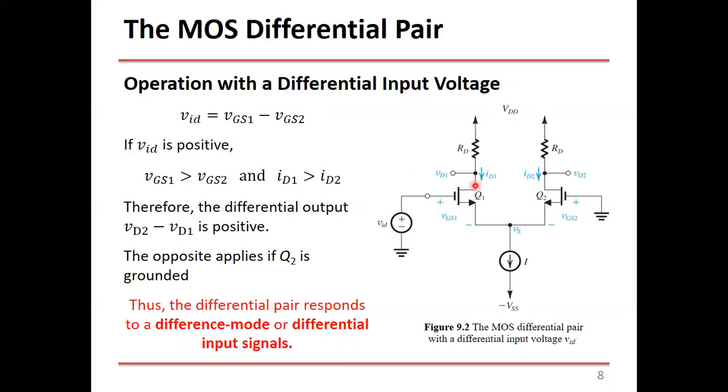In this case, you are creating a current here, because we know that the current is proportional to the square of VGS. So if you have a VGS here higher than VGS here, then the current here will be higher than this current. And if the current here is higher than this current, then VD2 will be higher than VD1. Okay, can you tell why? If you have a higher current ID1 than ID2, then VD2 will be higher than VD1. Why is that?